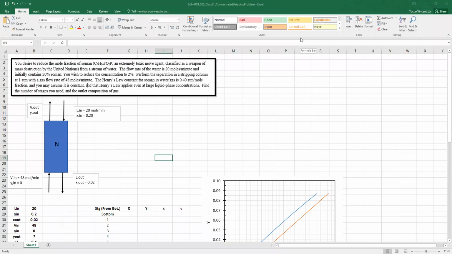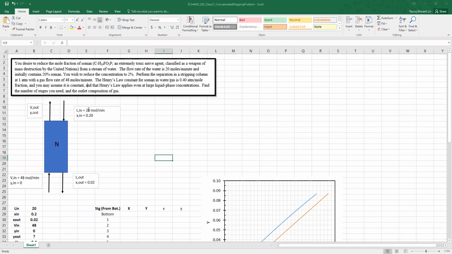In this video, I will solve a concentrated stripping problem using Microsoft Excel. The problem statement, if you're interested, is in the upper left-hand side of this Excel spreadsheet. You may now pause the video and read the problem statement if you're unfamiliar. I've summarized the relevant details in this process flow diagram.